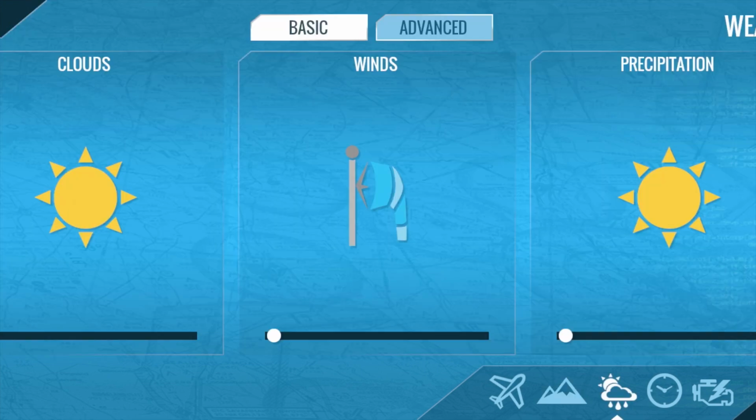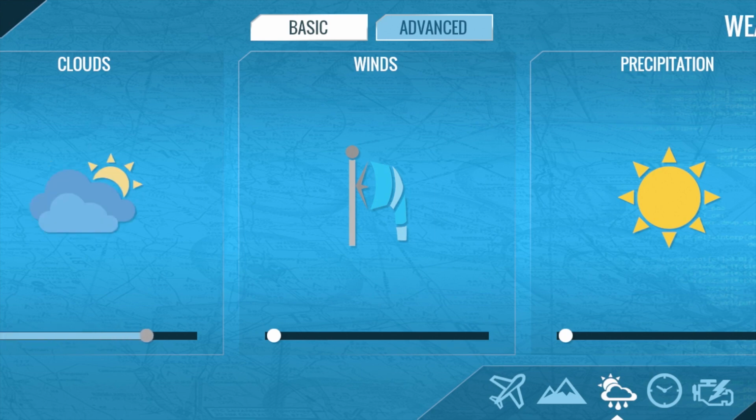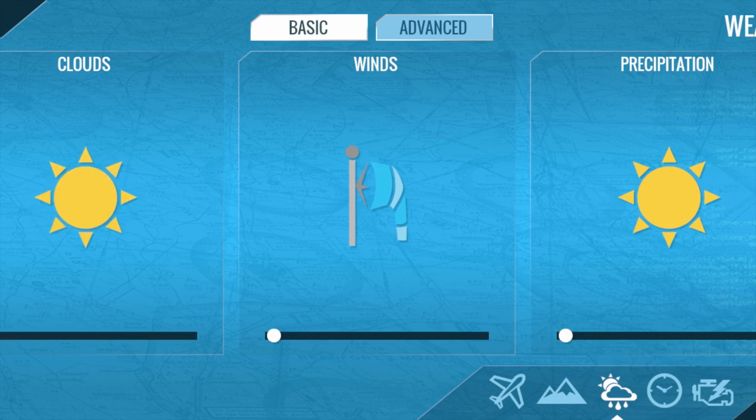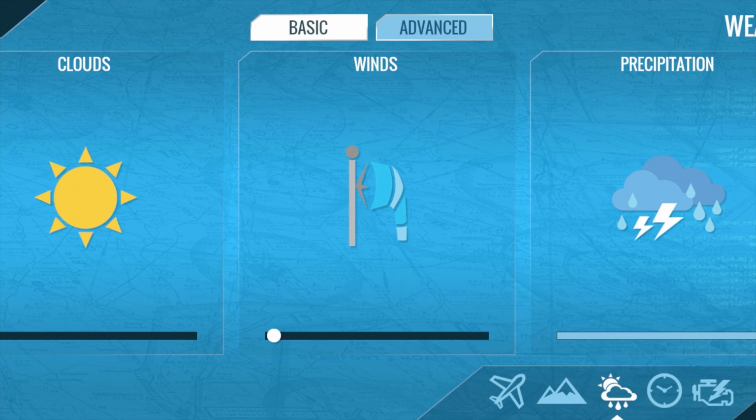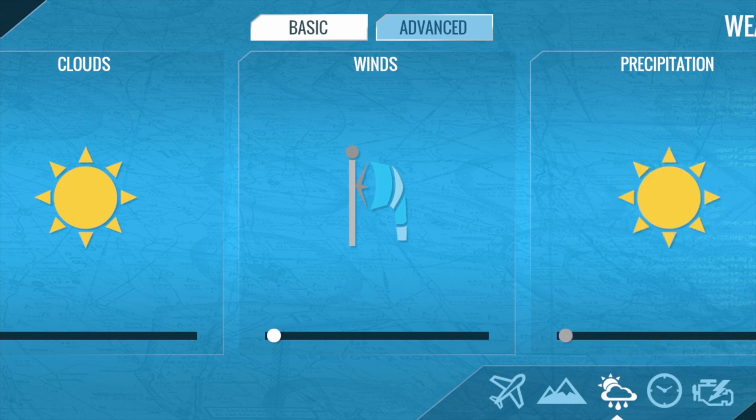Those are the weather settings. Here you have 2 overpoints again, basic and advanced. If you want to control the weather basically, you can change clouds, without clouds, or just all over clouds. You can change the winds until stormy, and the precipitation you can also change. So if it should rain, for example.